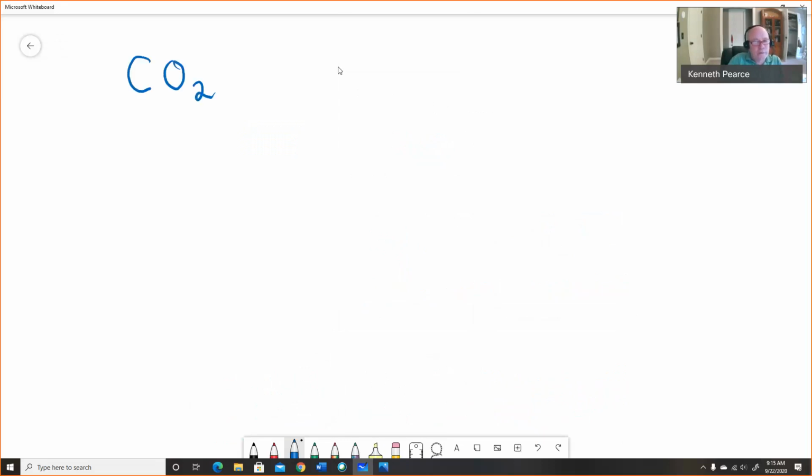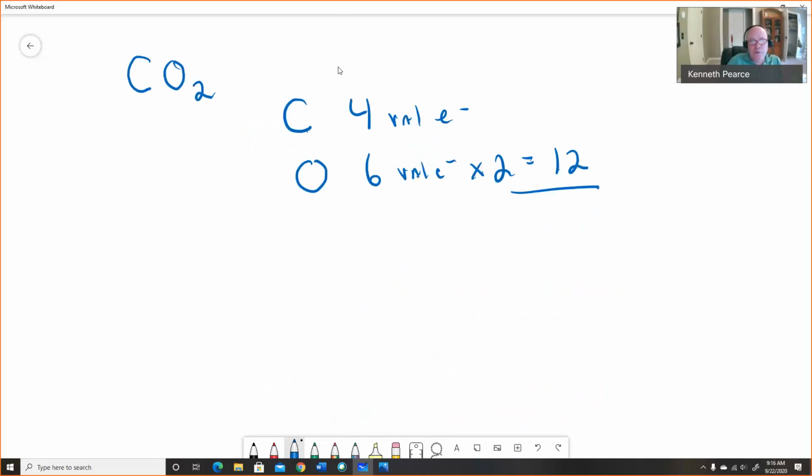Okay, and for my final example on doing Lewis structures, let's do carbon dioxide, CO2. Go ahead and add up those valence electrons. We've got 4 valence electrons for carbon. And for oxygen, that's 6 valence electrons. And there's 2 of them, so that gives me 12. And that gives me 16 total.